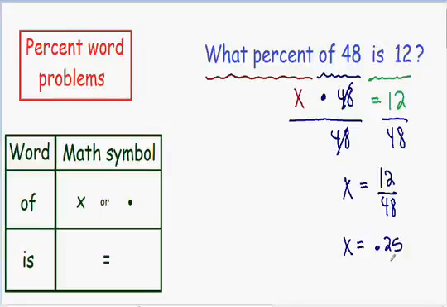Some of you might have been able to do that in your head. 12 over 48 is 1/4, which is just 0.25. And now after we change it into a decimal, it's really easy to change it into a percentage. Whenever you go from a decimal to a percent, you always move the decimal point 2 units to the right. So that's what I'm going to do right now. If we move this point 2 units to the right, the 0.25 becomes 25. And now we have changed it into a percent. So now we have a final answer of 25%.